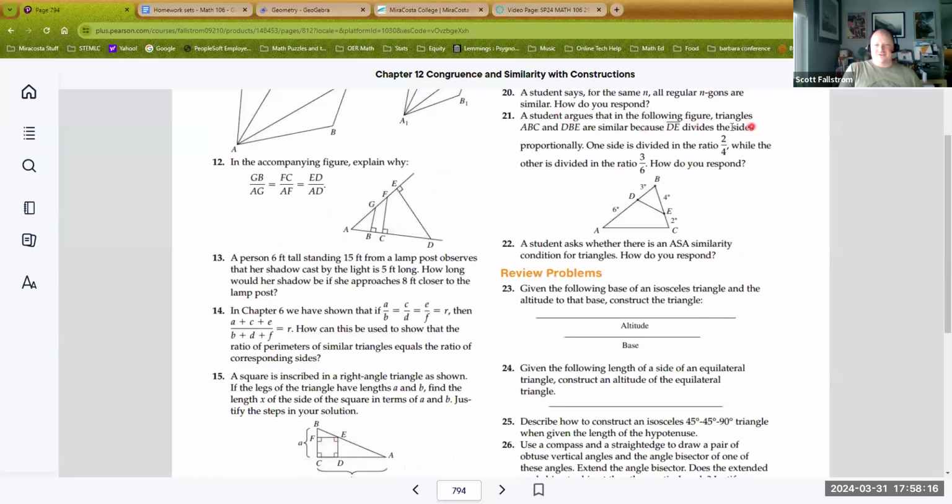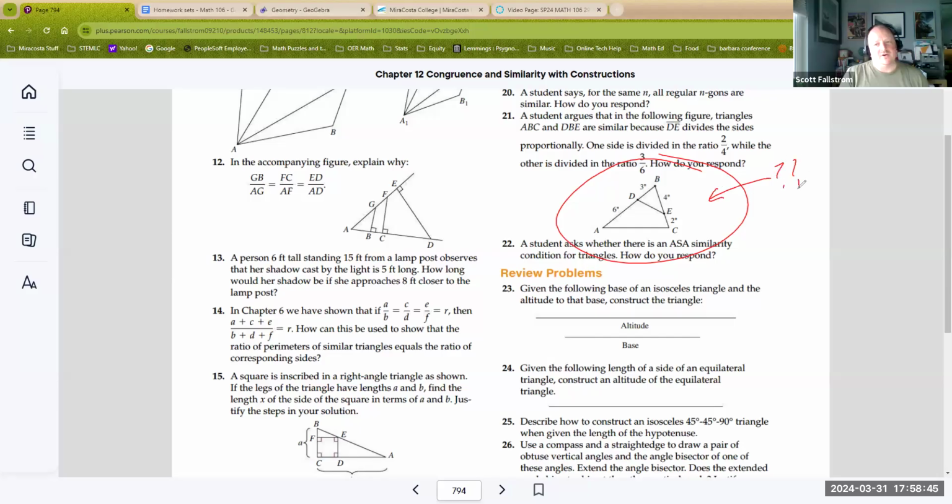The student argues because these sides are divided proportionally, that therefore one side is the 2 to 4, the other is divided into 3 to 6. I want you to use your critical thinking skills here. Are those triangles similar? One of them is in a 2 to 4, the other is in a 3 to 6. We have the theorem that says if they're divided into proportion, therefore they become similar. Is that going to hold here? Is that going to work here?